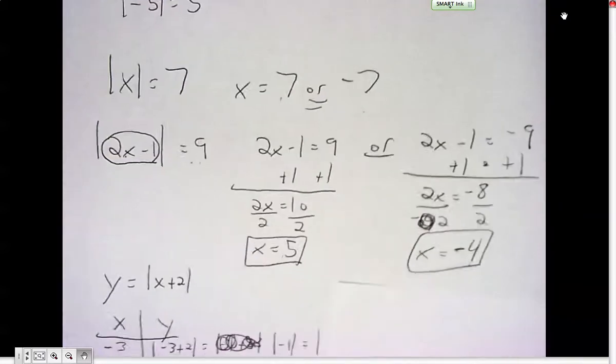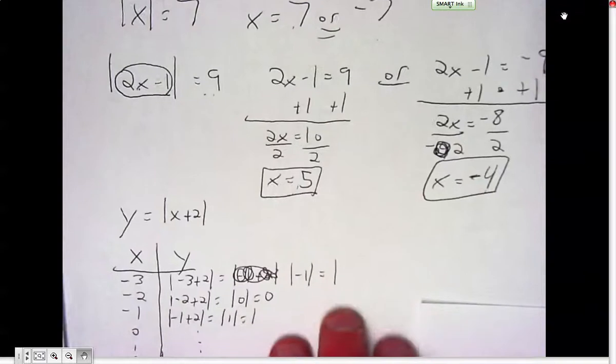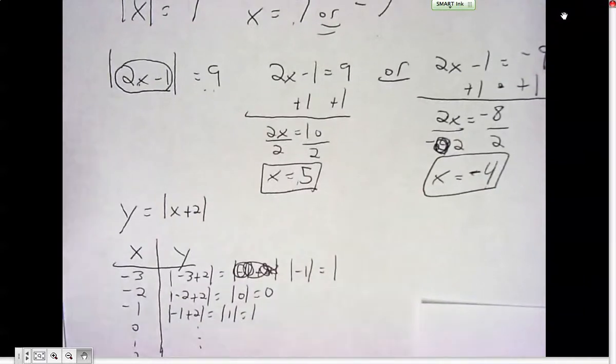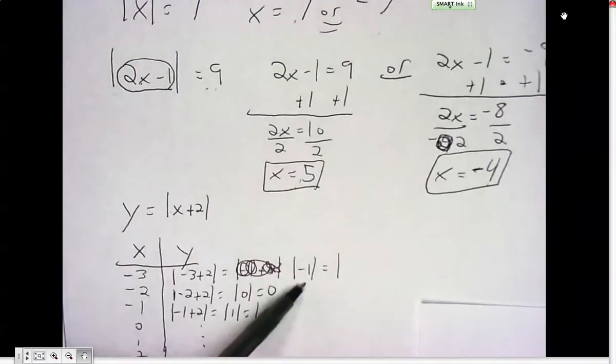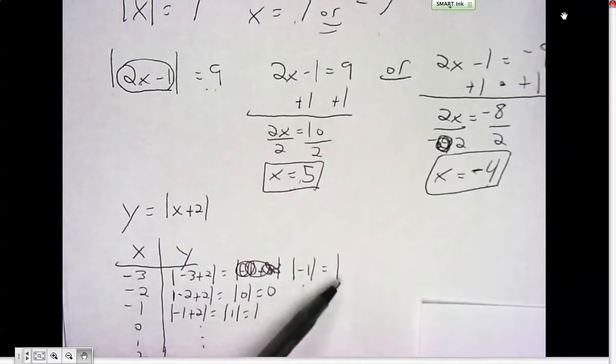Okay, so there'll be a little bit of practice of that on the worksheet after the quiz. And then there'll also be a couple graphing problems, and the way we're going to graph is just by making a table. And so you'll plug in the x value, replace x, so I get -3 plus 2. It's -1, and the absolute value of -1 is 1.